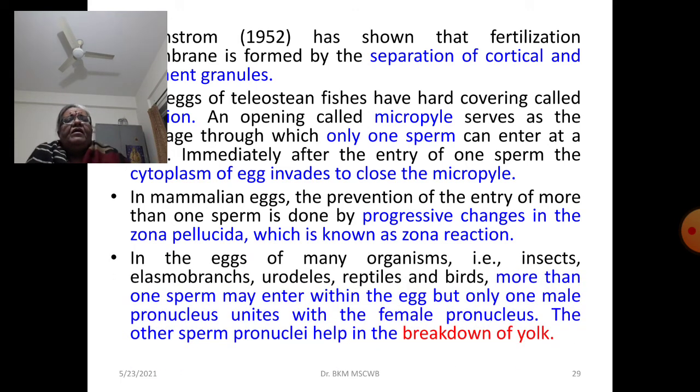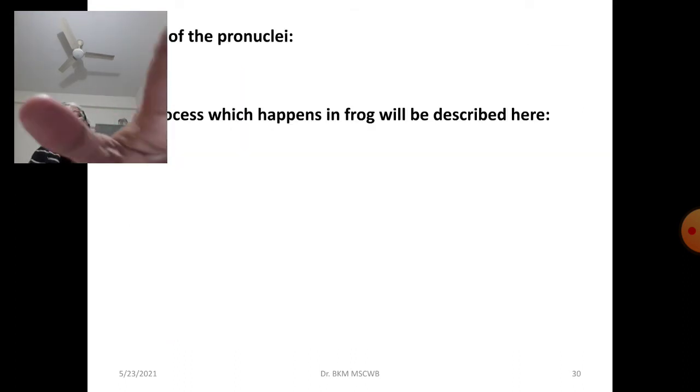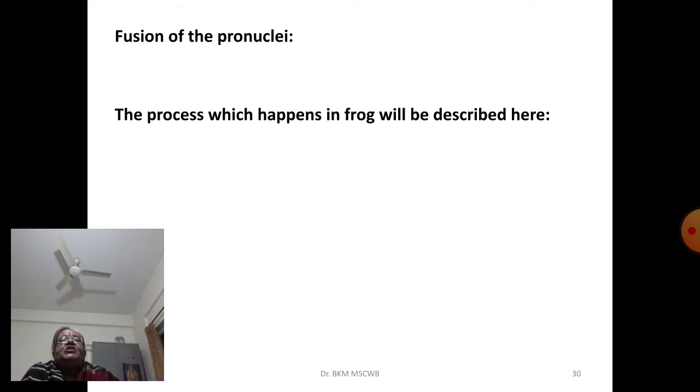Now in the eggs of many other organisms like insects, elasmobranchs, urodeles, reptiles, birds, etc., you see one more deviation: more than one sperm may enter the egg. But please note, only one male pronucleus unites with the female pronucleus. The other sperm pronuclei help in the breakdown of yolk. This is somewhat beautiful to understand, right? So this is how different groups of animals have found their own ways and means to prevent polyspermy and to see to it that a single male pronucleus fertilizes the female pronucleus. So this is the second step, that is activation of the egg, in understanding the mechanism of fertilization.